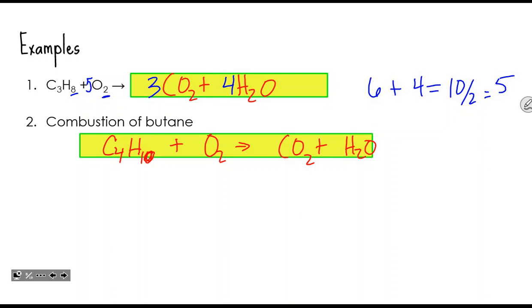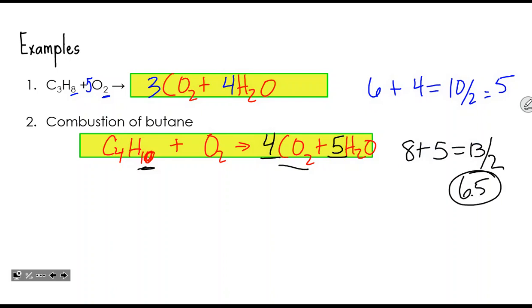Start with carbon. So this would be a 4. Then do hydrogen. This is a 10, so we would put a 5 here. Then we would add them up. We would do 4 times 2 in the carbon dioxide. That's 8. 5 times 1 from the water. So that's a total of 13 on my product side. Divide that by 2, that's 6.5. So I could put a 6.5 here. But that doesn't really work because we're going for whole numbers.